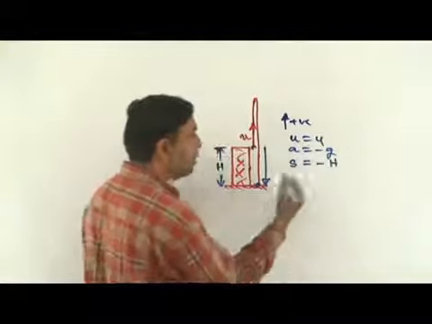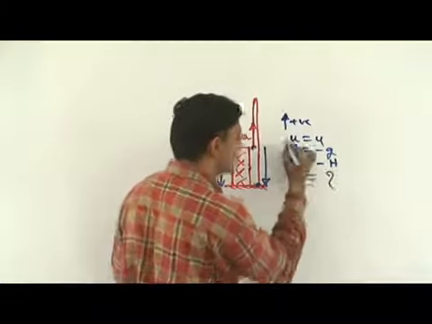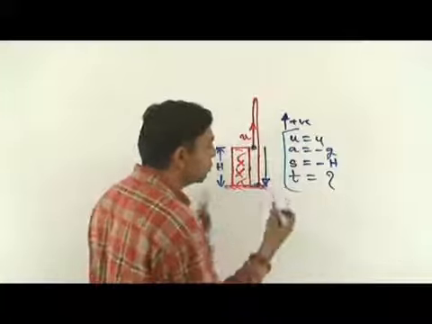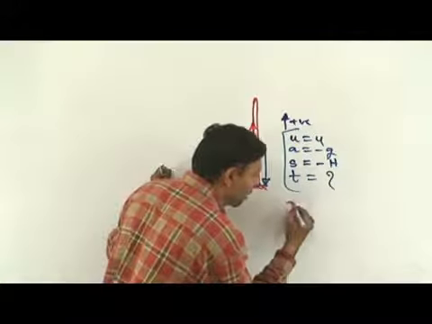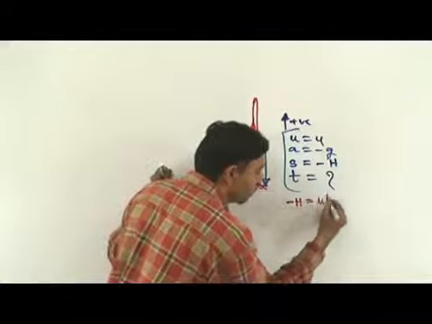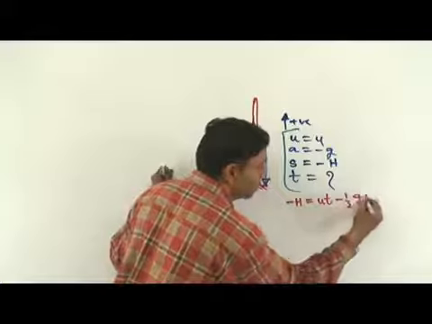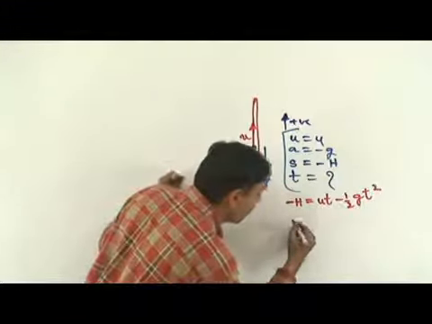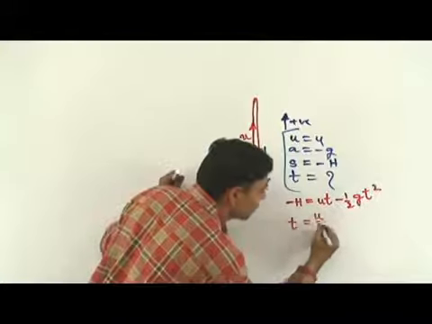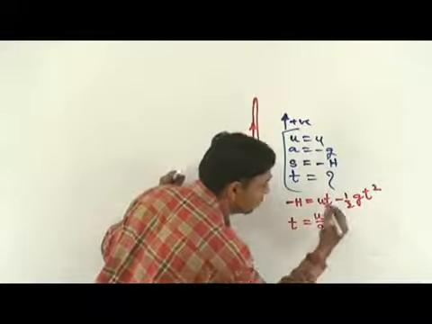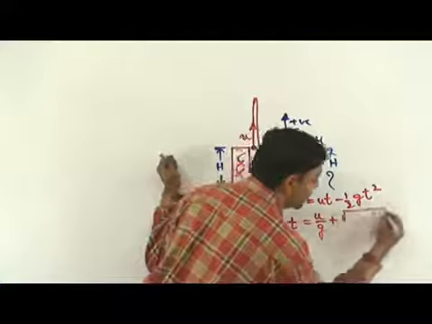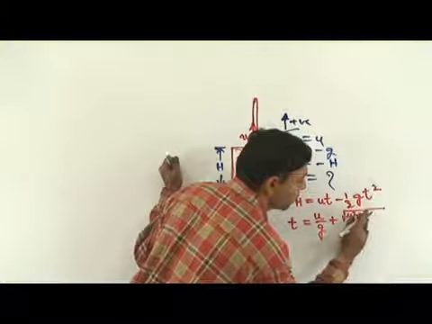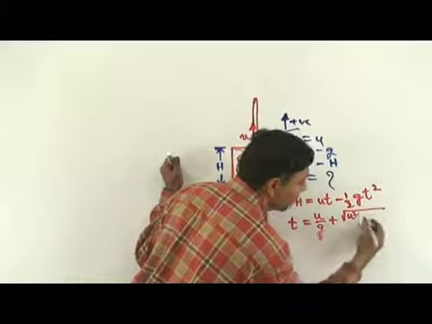Fine. And if time is asked, time taken for this particular body to hit the ground, we need to use the equation s equal to ut plus half at square. That means minus h equal to ut minus half gt square. This is a quadratic in t. Solve it, you will get two values. One will be negative, which we disregard in this case. So on solving this, we'll end up getting t equal to u by g plus root u square plus 2gh by g.